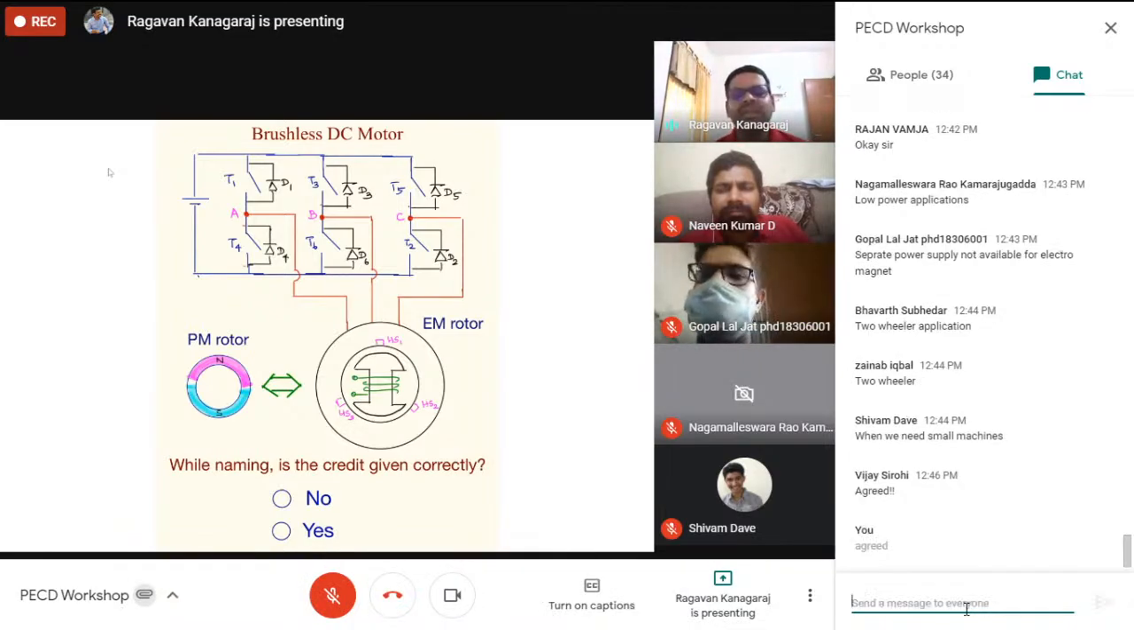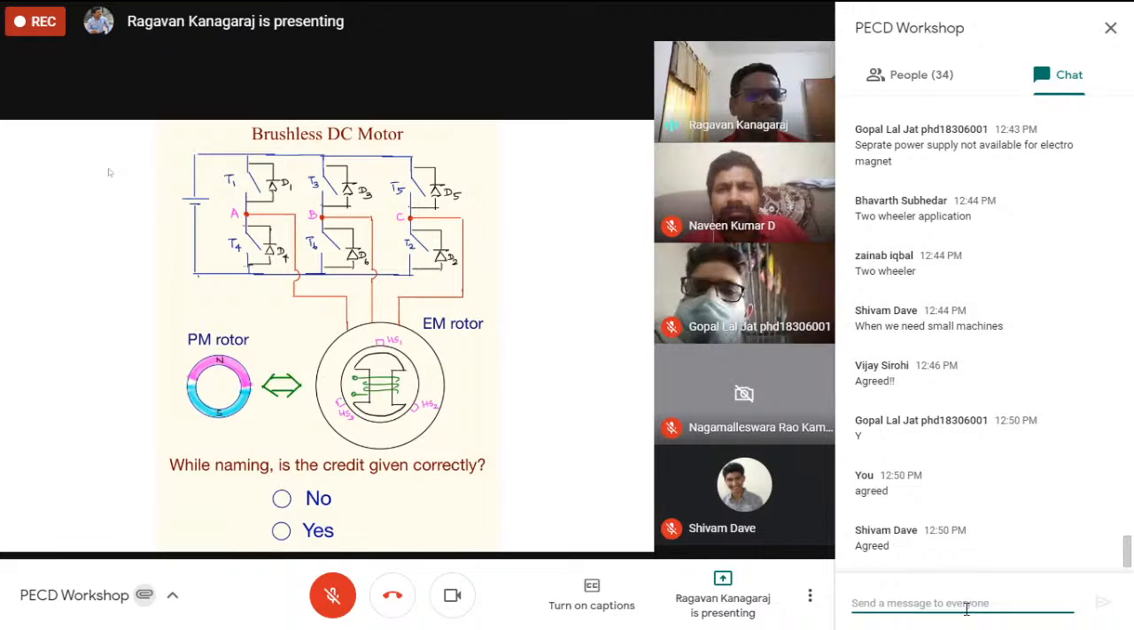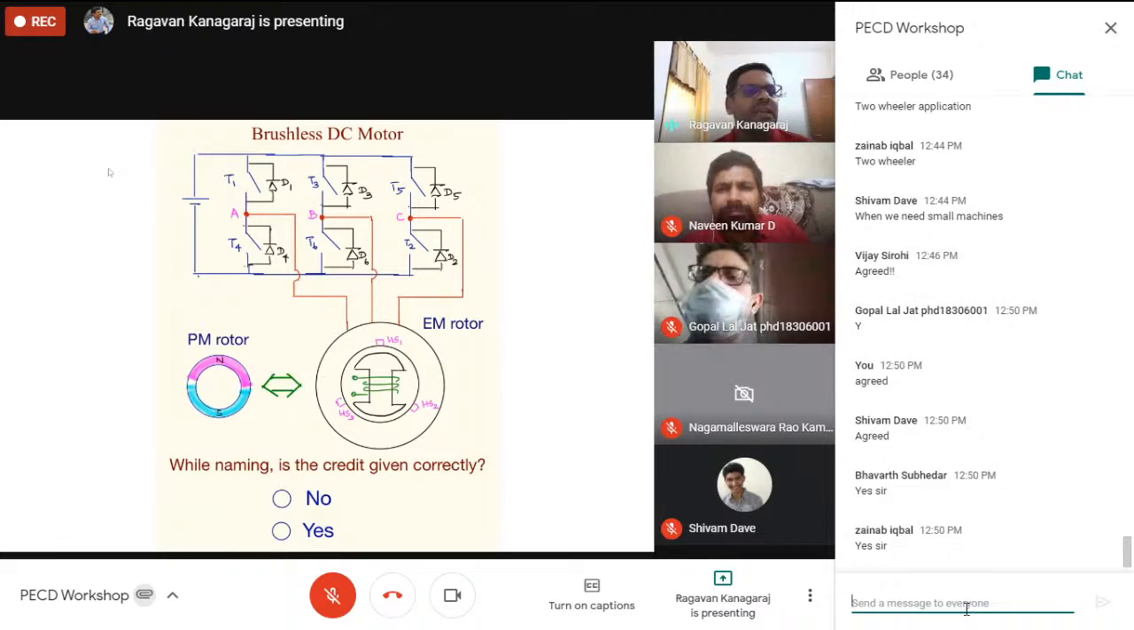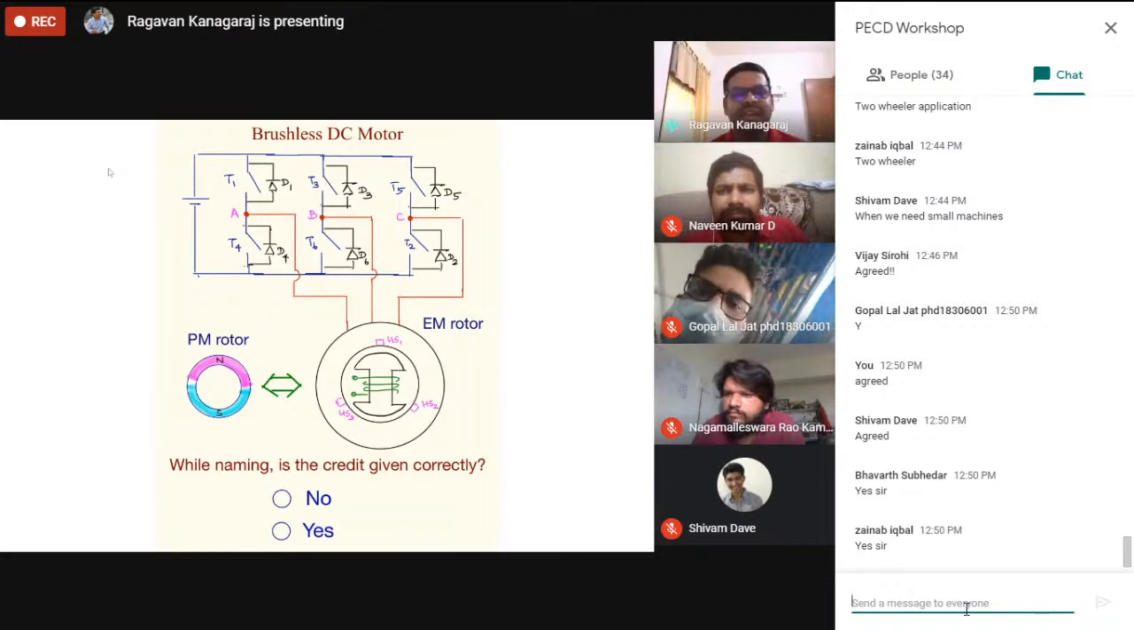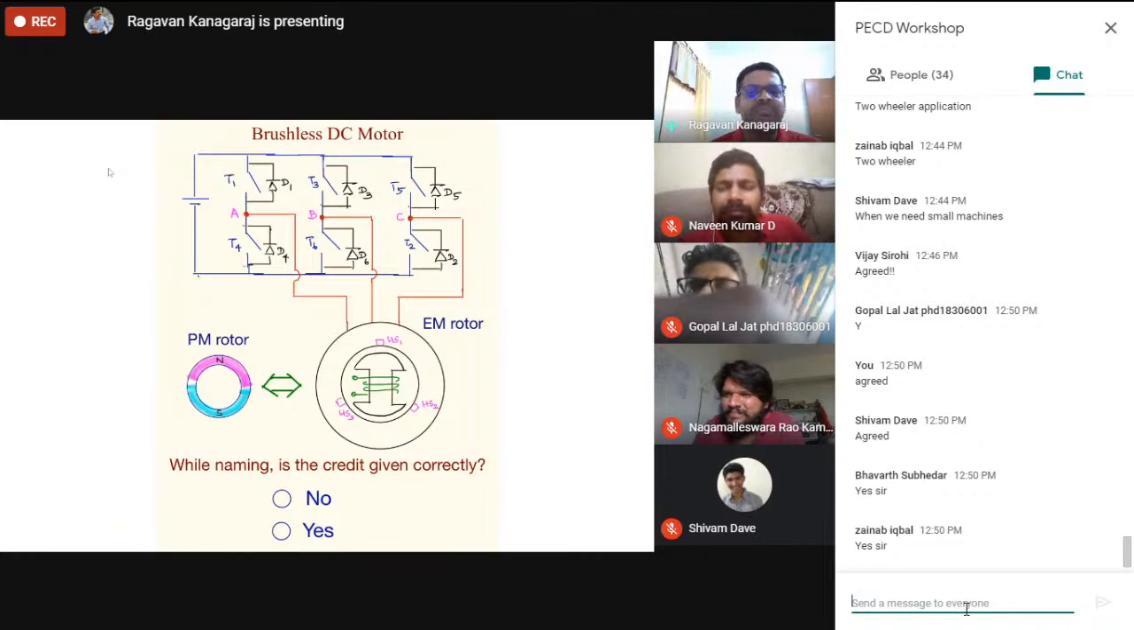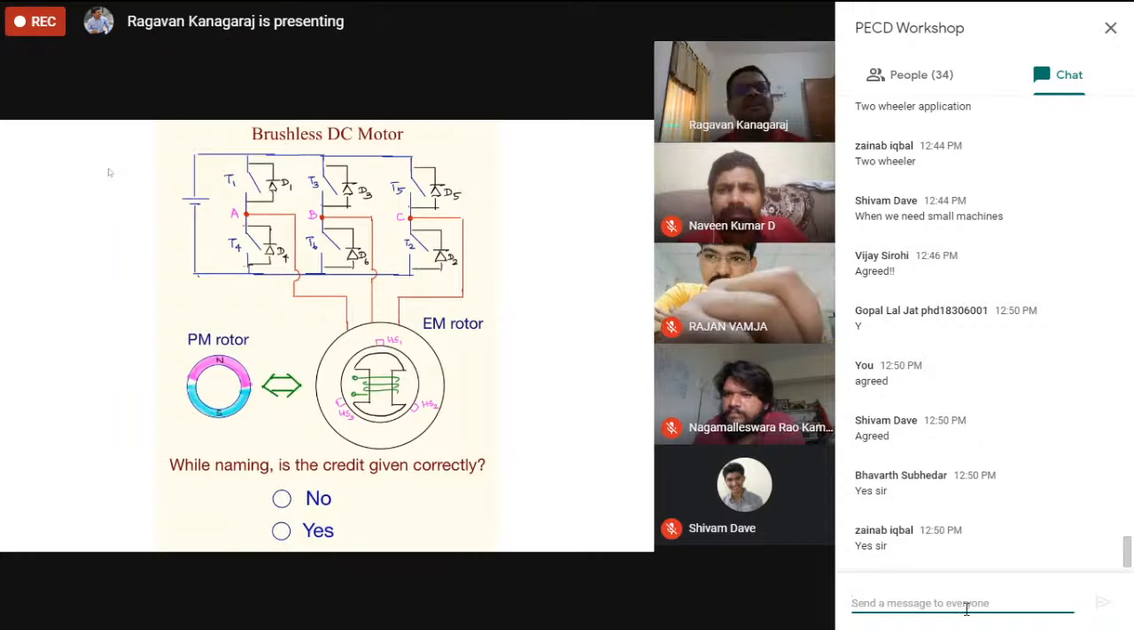Okay, great. So while naming, is the credit given correctly? Obviously not given correctly. By having the name BLDC motor, we are forgetting the electronically commutated motor, which I proved even in this session. Somebody said, what is the great thing that we have done? Eliminating the brushes, right? So remember that brushless DC motor is not at all required. Agreed? So it will be good if all of you work with power electronic converter and think about very good control algorithm and try to minimize the coding, try to make it user friendly, and don't aim again at eliminating the sensor in the first place.